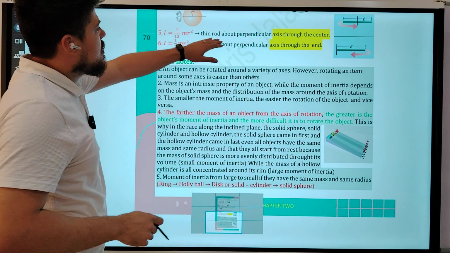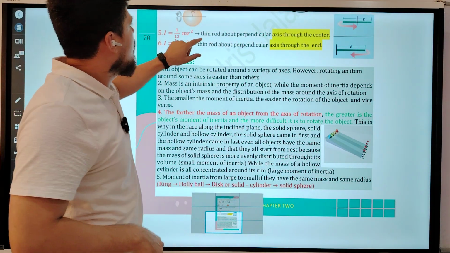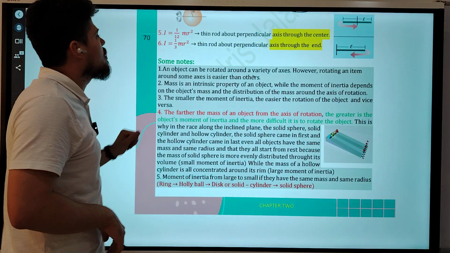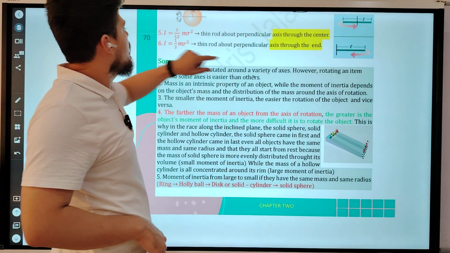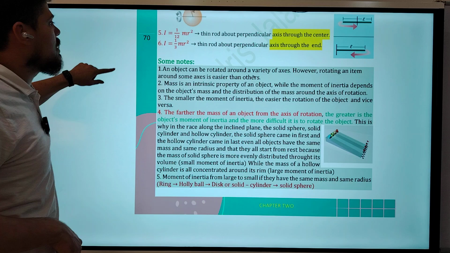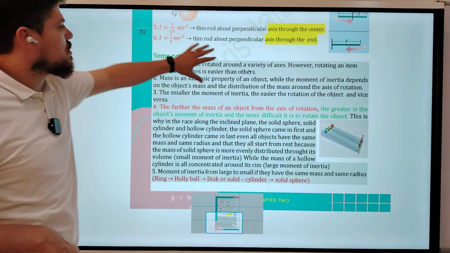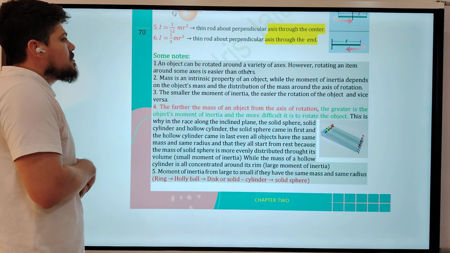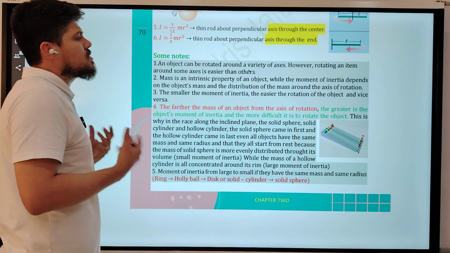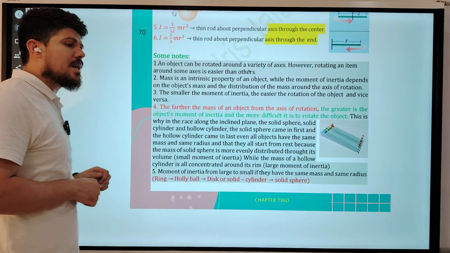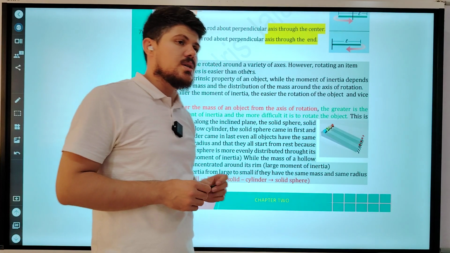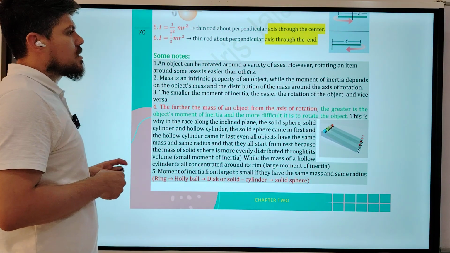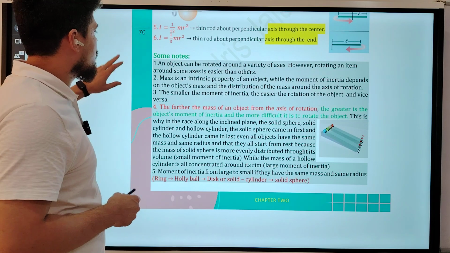The thin rod we studied: about an axis through the center, its moment of inertia is equal to 1/12 mr squared, but about an axis through the end, its moment of inertia is equal to 1/3 mr squared. An object can be rotated around a variety of axes. However, rotating an object around some axis is easier than around another. Every point has its axis of rotation. With the other rotation, it is not going to be easy. It's going to be difficult.